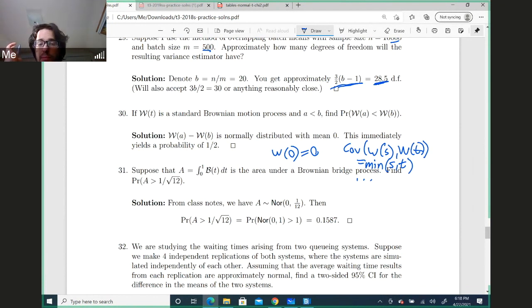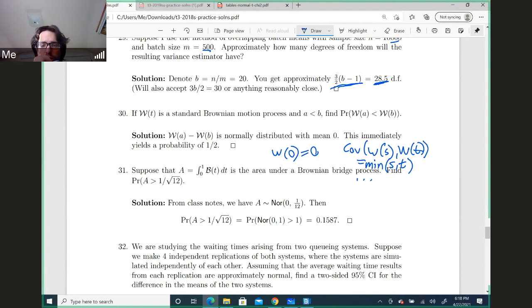Or you might just get a simple test of one of these properties where they'll tell you, you have some W of 10 and W of 5, and they'll say, what is the covariance between them? And if you have these properties written down, it'll be a really easy answer that will take you no time at all. So definitely write down all the properties.